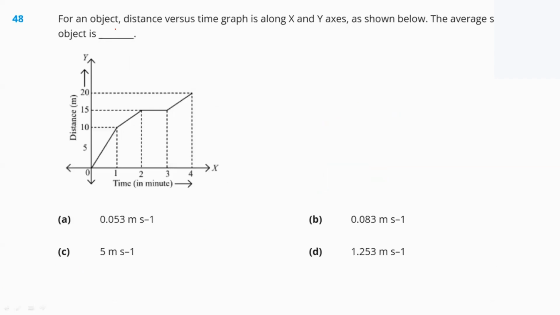Next, for an object, a distance versus time graph along the X and Y axes is shown below. The average speed of the object is what? First, if you look at the graph carefully, you will notice that the motion is non-uniform. It's not moving in a uniform manner. The speed is changing with respect to time, right? So, how do we calculate the average speed? If we divide the total distance by total time, we will get the average speed.